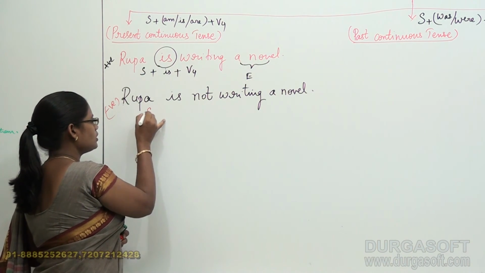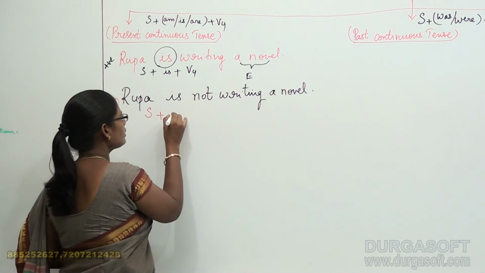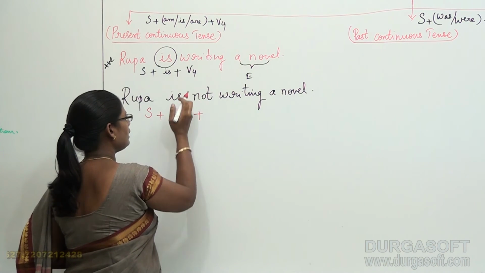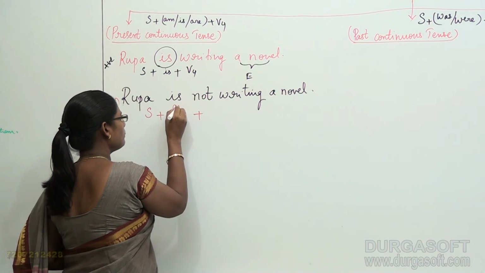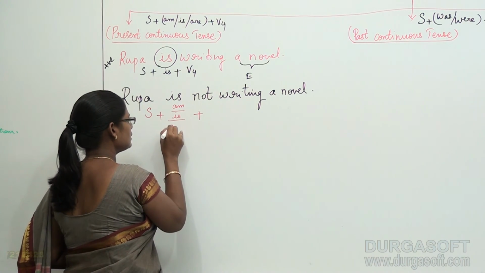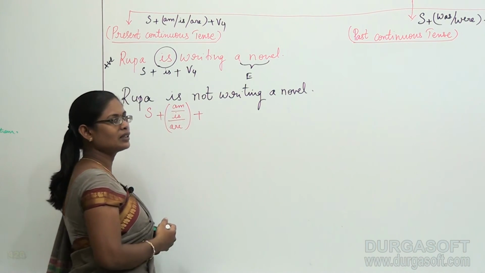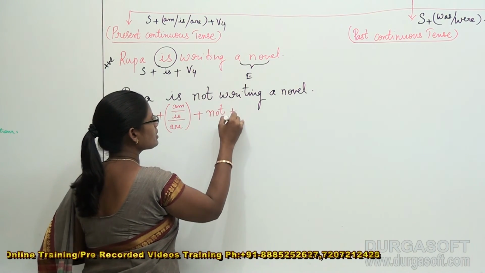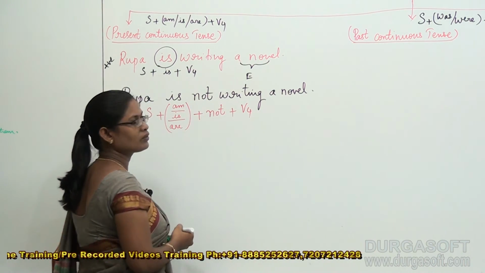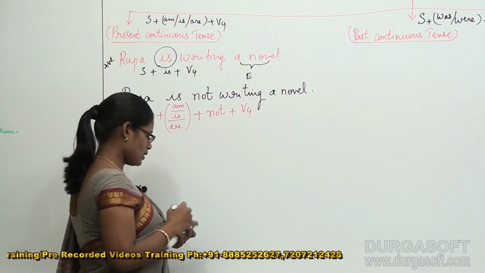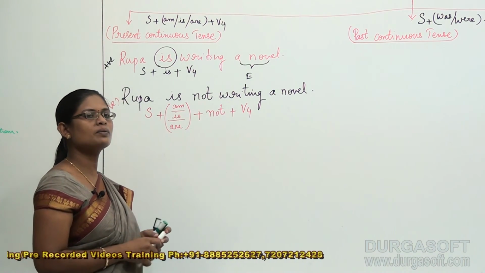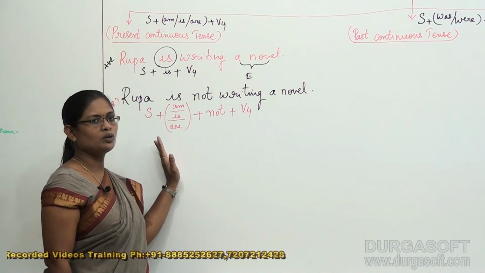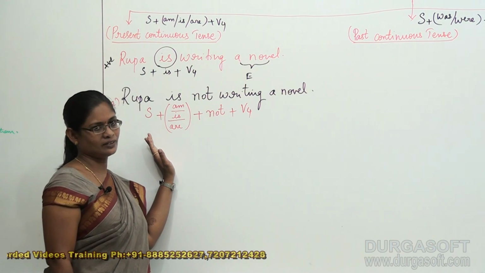Correct. Subject plus helping verb plus, this helping verb can be am, is or are. Okay, so that is the helping verb, plus not plus V4 and plus enlargement. Of course, that need not be mentioned in our structure, but this is the structure that we usually follow to write a negative sentence.